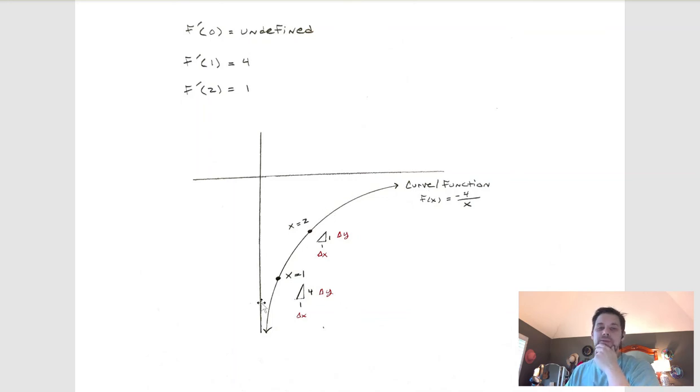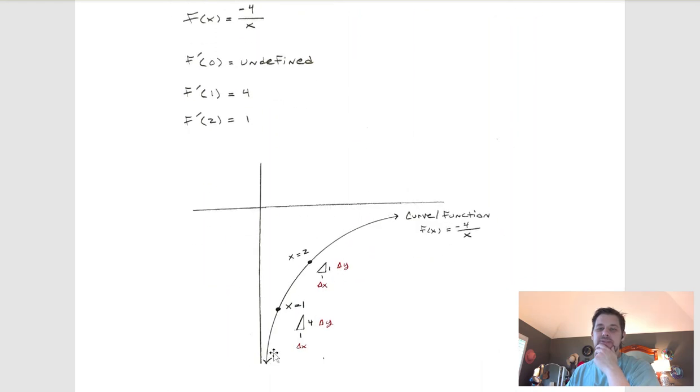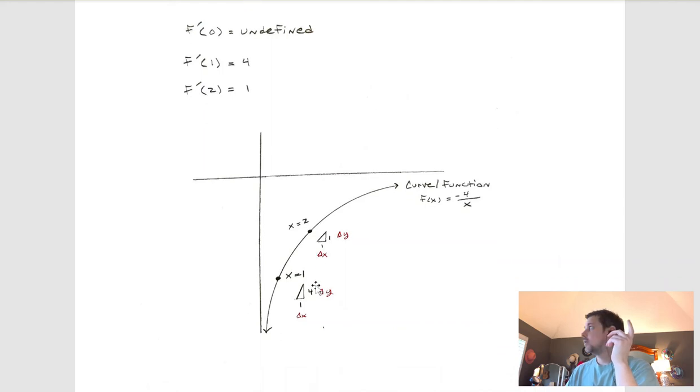So here's the curve, negative 4 over x. Okay, it looks like this. Here is the point where x is 1, right there, because that's what that means. And here's the point where x is 2, right there, because that's what that means. Okay. Now notice that the curve is steeper here than it is here.